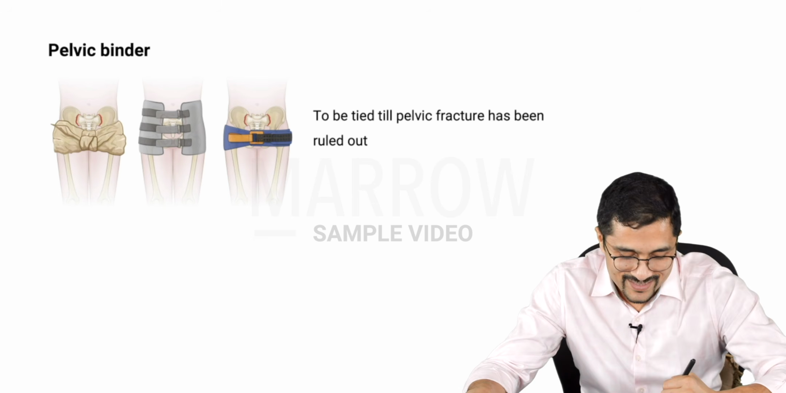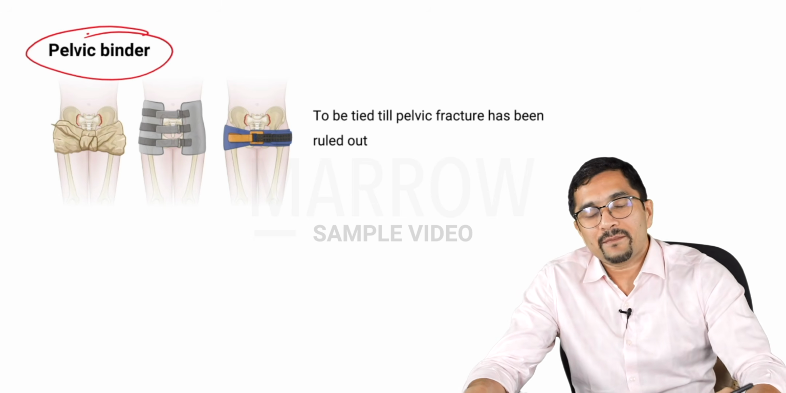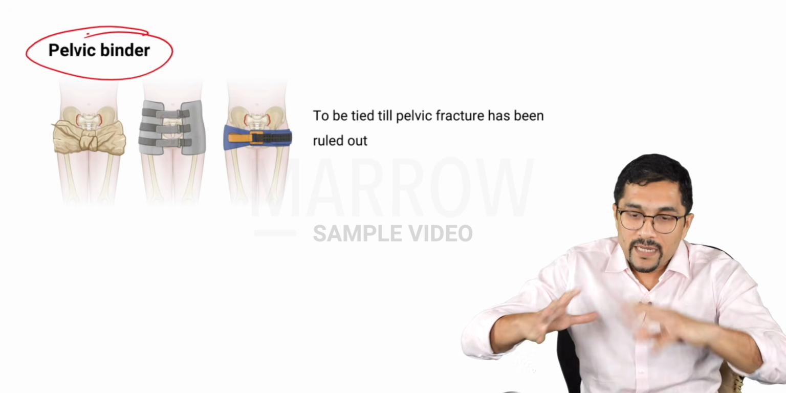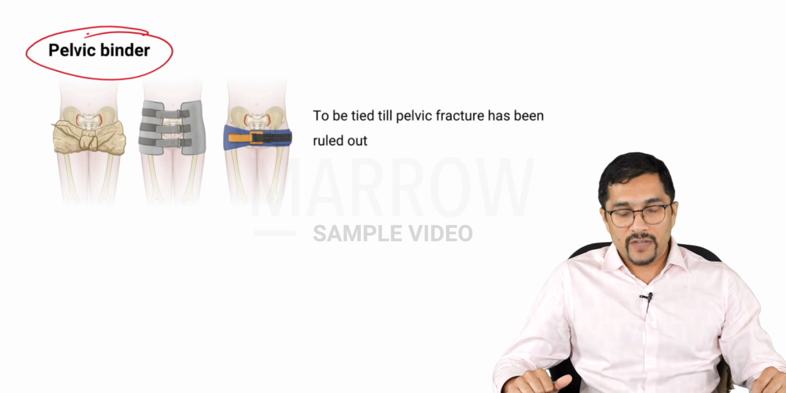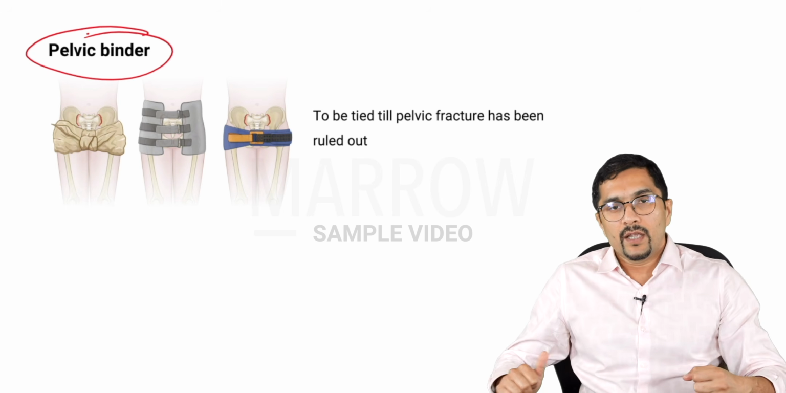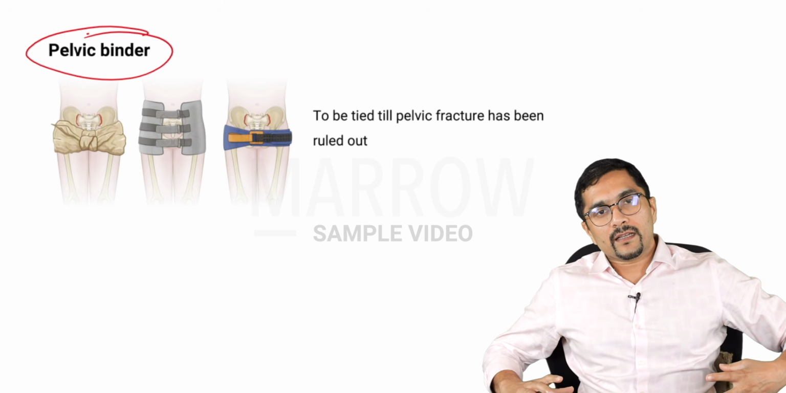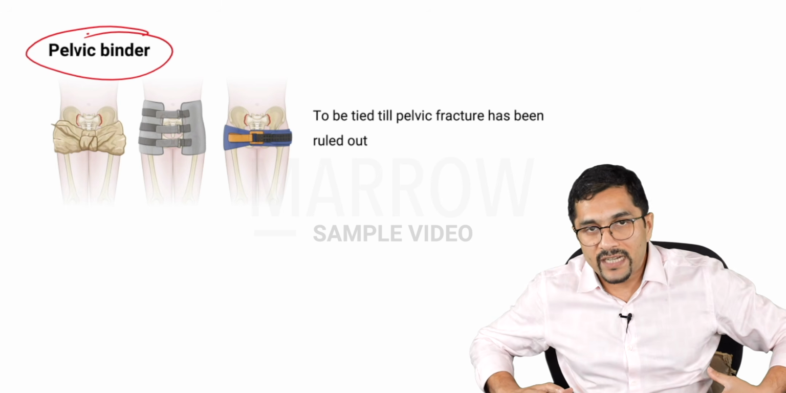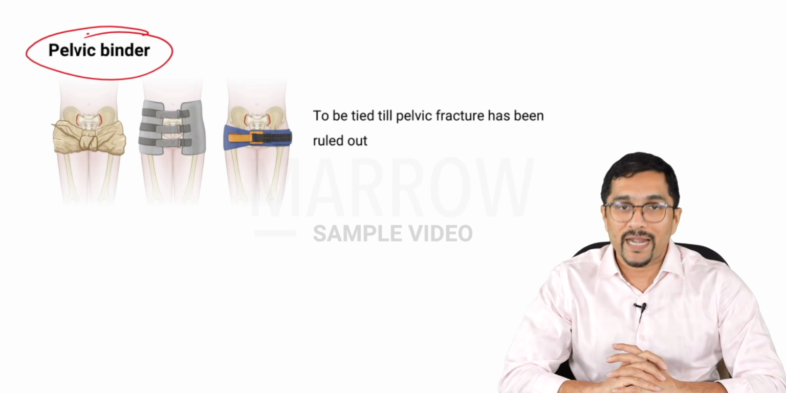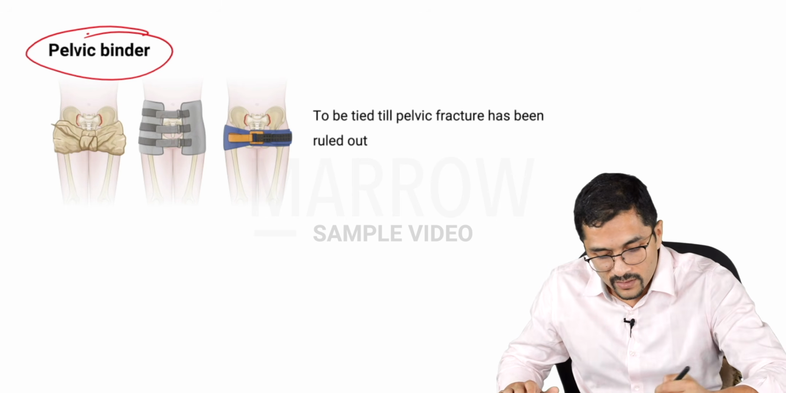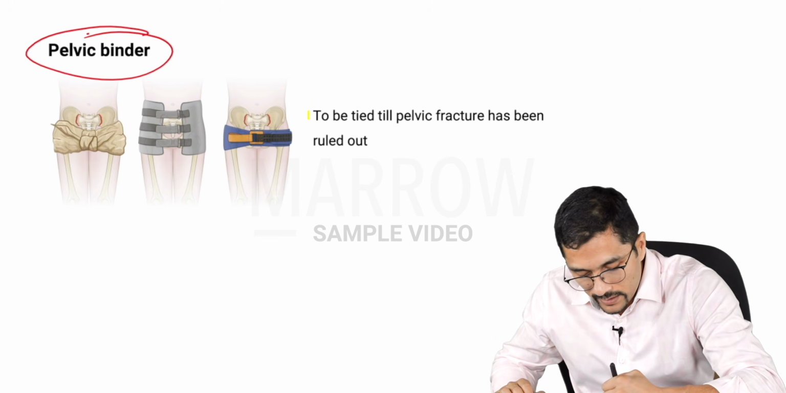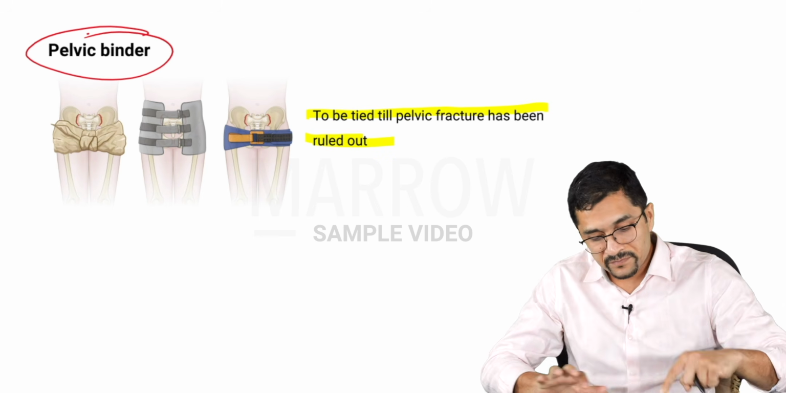This was a question asked in INI-CET this year. The pelvis is an area where a lot of blood can accumulate, and if there is a pelvic fracture, there can be a lot of bleeding. So if we suspect a pelvic fracture, we need to tie a pelvic binder until we rule out a pelvic fracture.